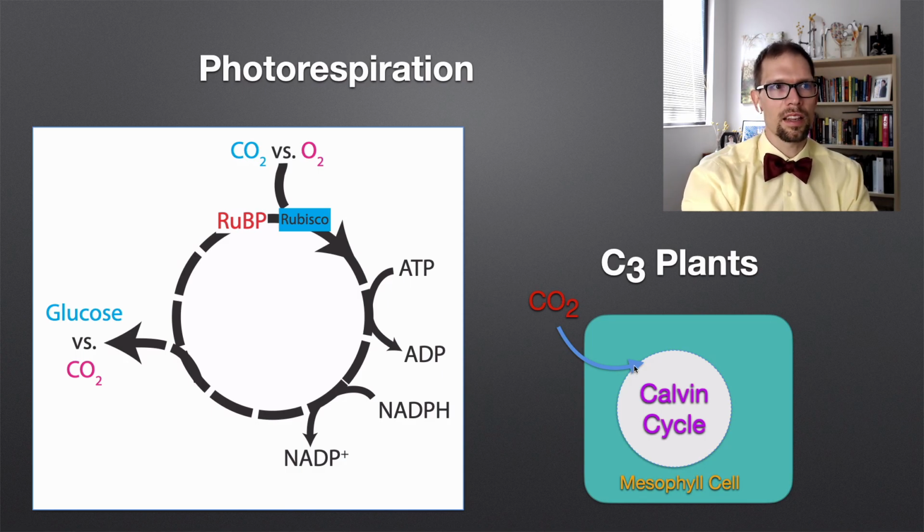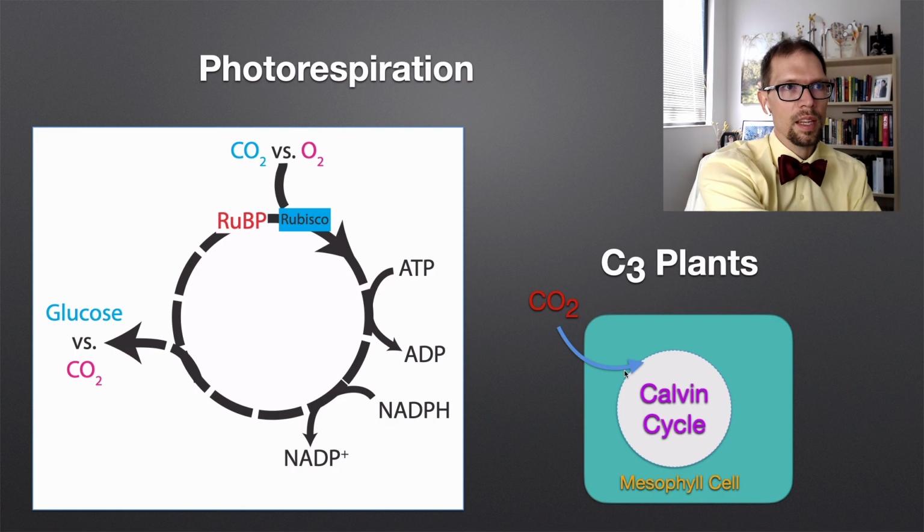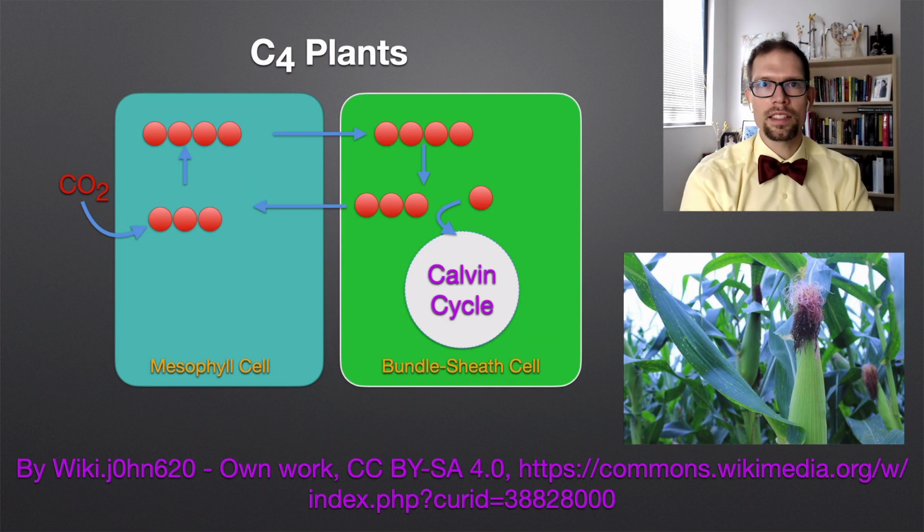I'm just going to take the carbon dioxide directly into the cell, incorporate it into the Calvin cycle, and capture it to make a glucose molecule. So that's just the Calvin cycle as we've seen it thus far. Two other types of plants are going to do something instead to minimize photorespiration.